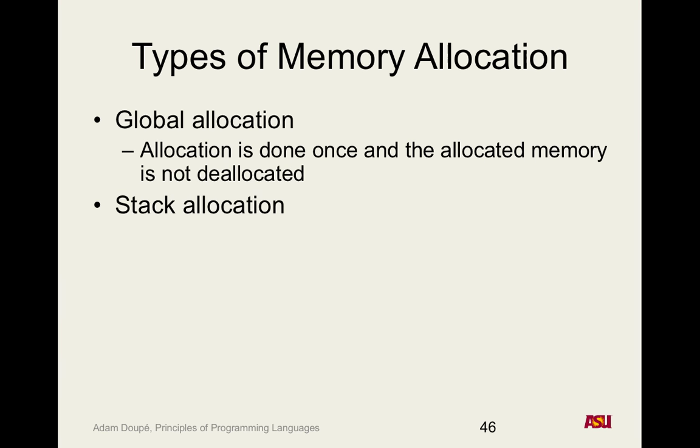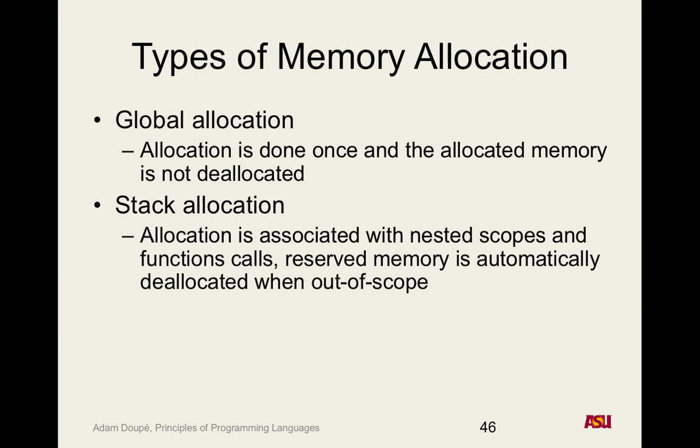The other really important type of memory allocation is stack allocation. The name comes from the memory being allocated on the stack, but right now that distinction isn't super critical. What's important here is that this memory is allocated automatically when a scope comes into scope and is deallocated when it comes out of scope. So this is things like nested scopes or function calls. When you have a function call, those local variables are stack allocated, they're available to the program, and then when that function ends and returns, those are automatically deallocated by the program, right?